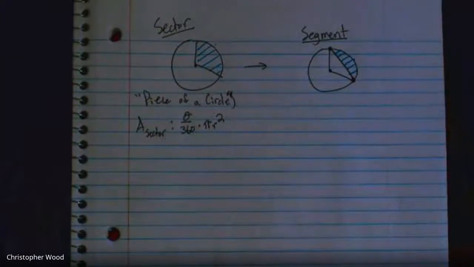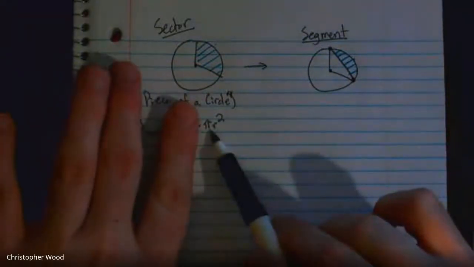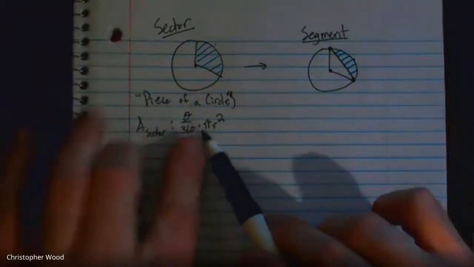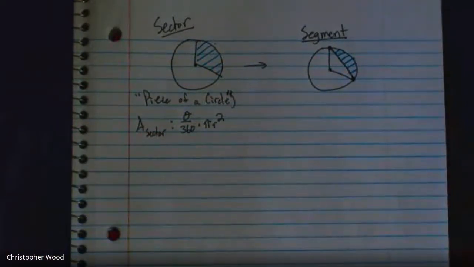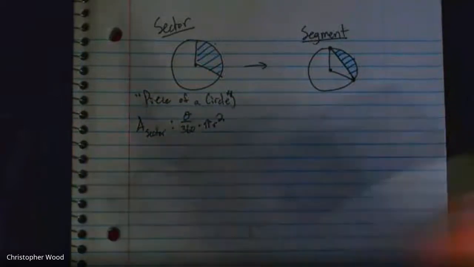So the area of the sector is theta over 360 times pi r squared. Right? This pi r squared is the area of the circle times the fraction that we want. That gives us the area of the sector. The area of the segment is very similar to this, right? Area of the segment.